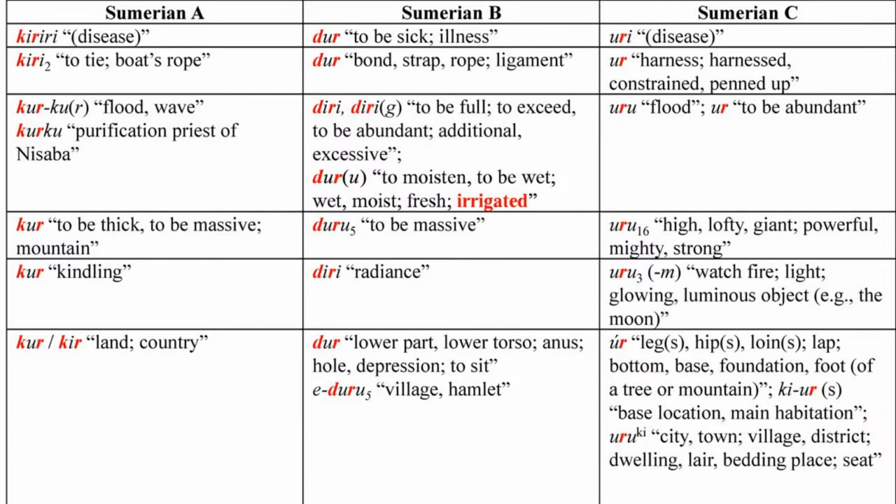right? And then let's go back to the second, this third row here at the top. So you can see we have kur or kurku, meaning flood or wave, and then kurku meaning purification priest of Nisaba, right? And how that corresponds to diri, because again, the I's and U's interchange dialect forms, meaning to be full, to exceed, to be abundant, additional, excessive. And this is what becomes duru, to moisten, to be wet, moist, fresh, as the adjectival forms, because of this main form here. So duru means irrigated, and that's what the diri, it comes from diri.